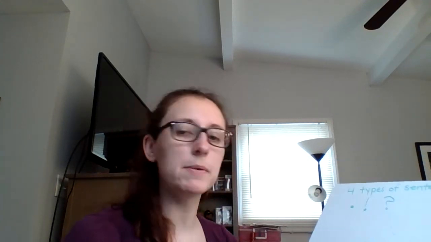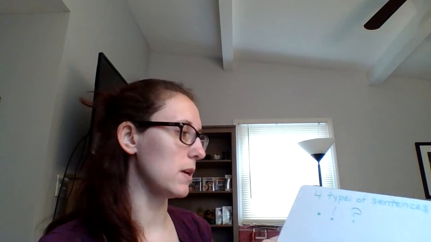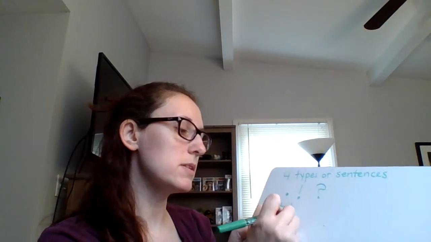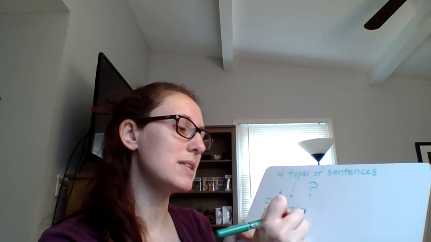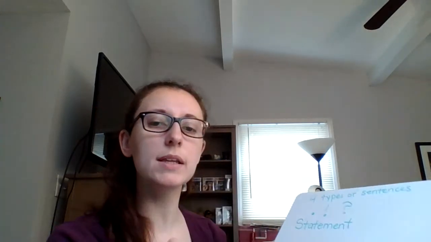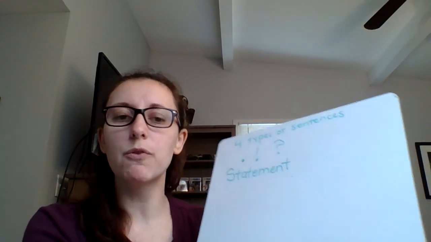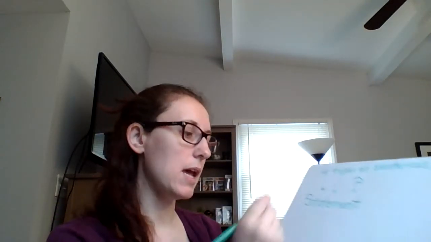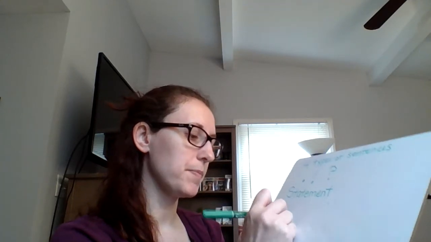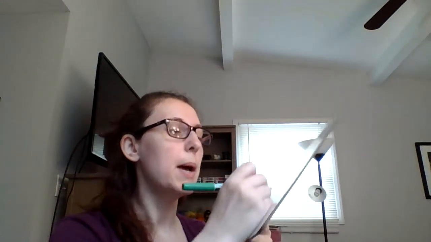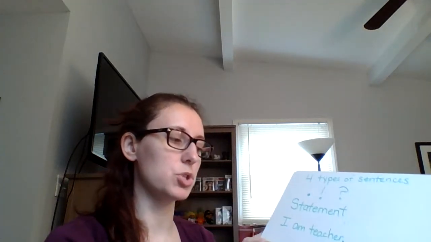The second type of sentence, we're also going to use a period, and that's called a statement. Statements are where we just are stating a fact. We're telling something that happens that you can prove is true. So, for example, I might say, I am a teacher. Even though I'm excited about it, I'm not going to say, I am a teacher! Because if I said it like that, then we would need an exclamation point. But I'm just telling you something that's true.